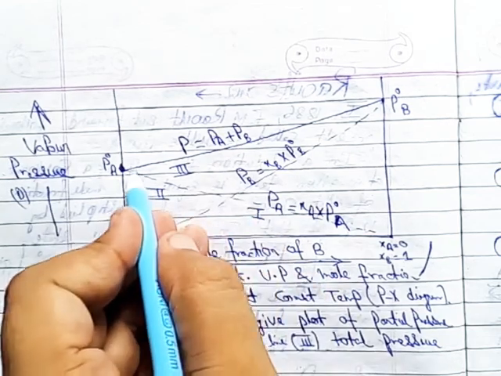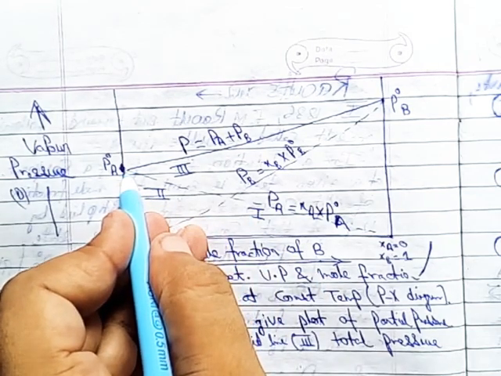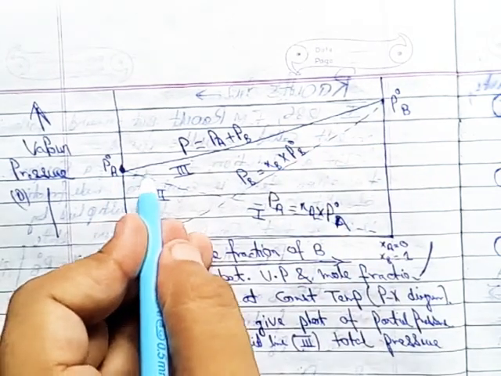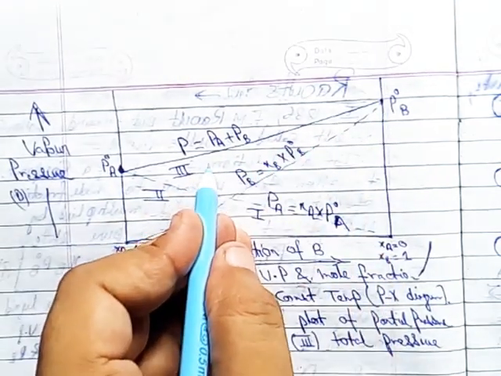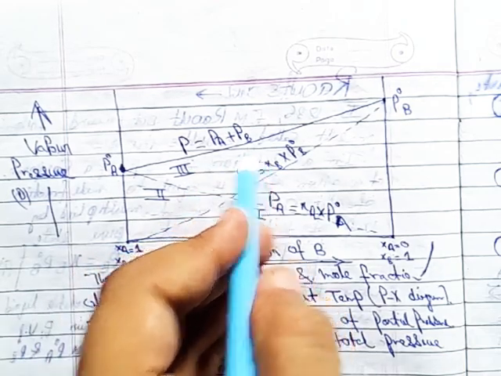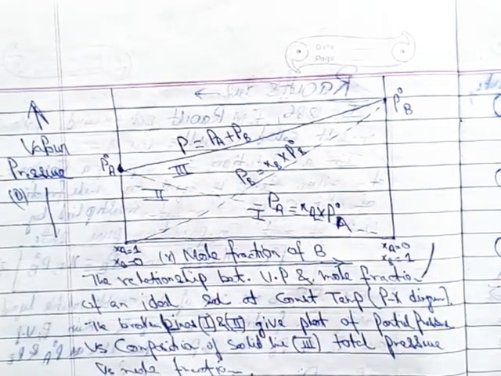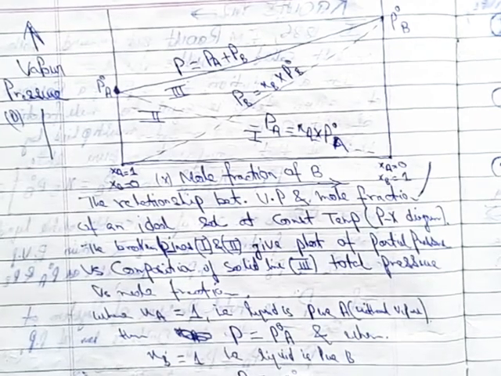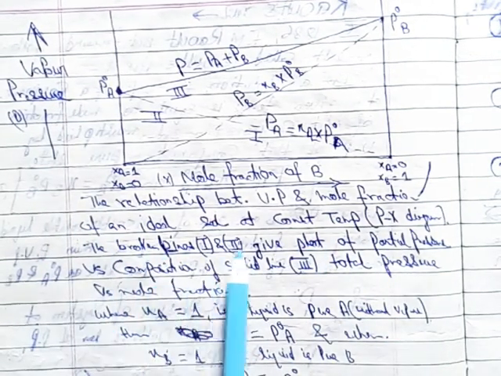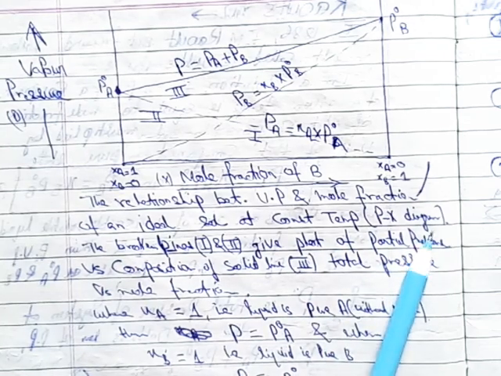So where they cut it, where they end, touching the vapor pressure line, we draw a line. That also gives a straight line. That is the line of total vapor pressure of the mixture, that is P equals PA plus PB. So it shows the relationship between what? The relationship between vapor pressure and mole fraction of an ideal solution at constant temperature.